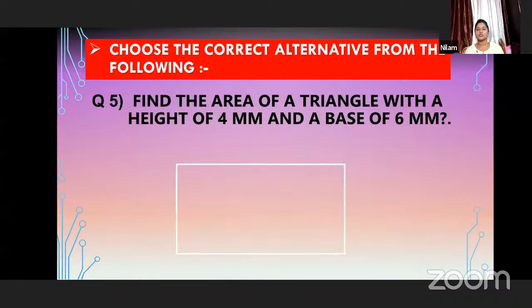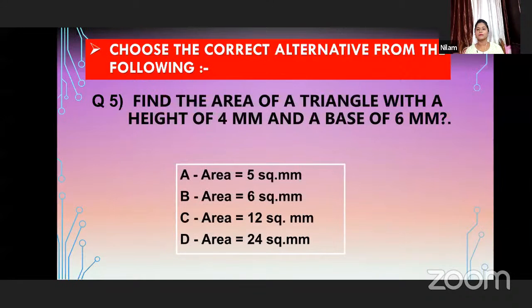Let's see the last question. Find the area of the triangle whose height is 4 millimeter and base is 6 millimeter. So what will be the area? Option C, 12 square millimeter. Yes, very correct. I hope everybody has understood today's session, where we learned the area of different triangles.